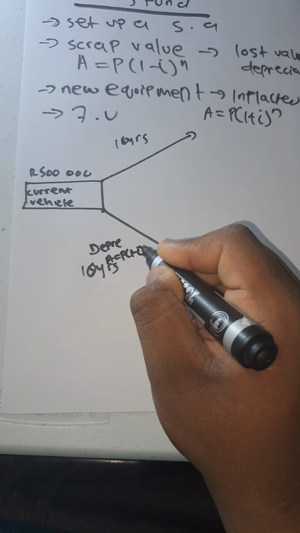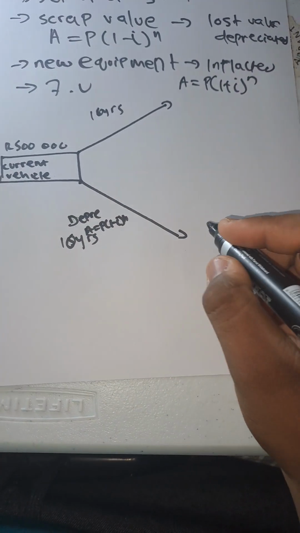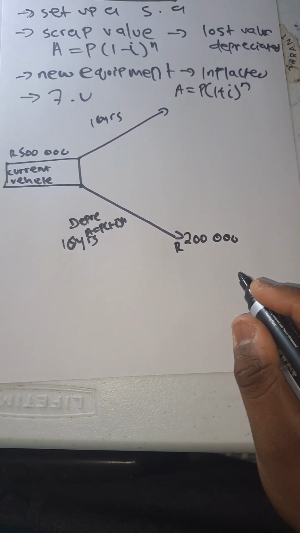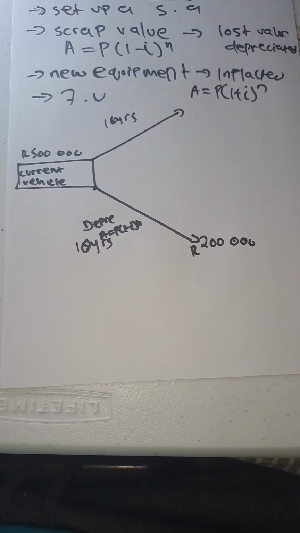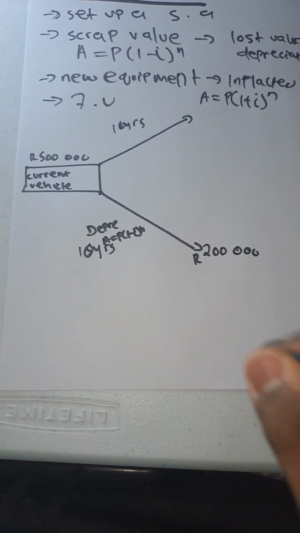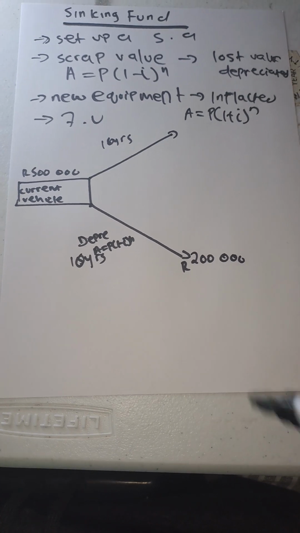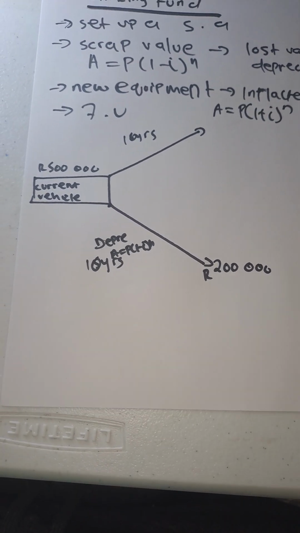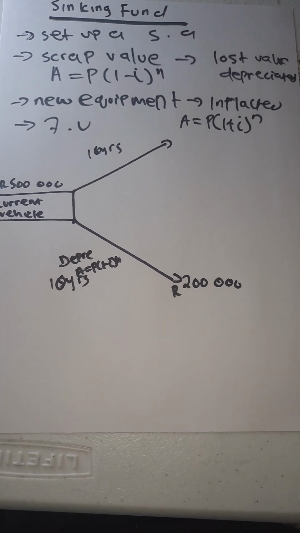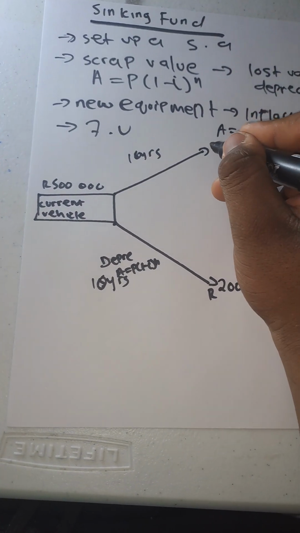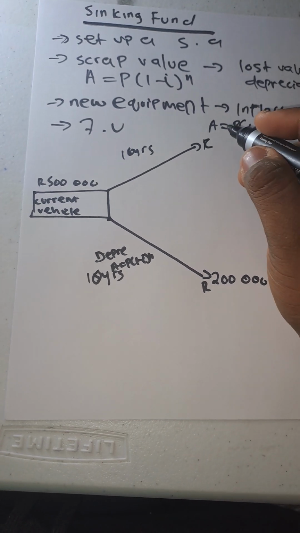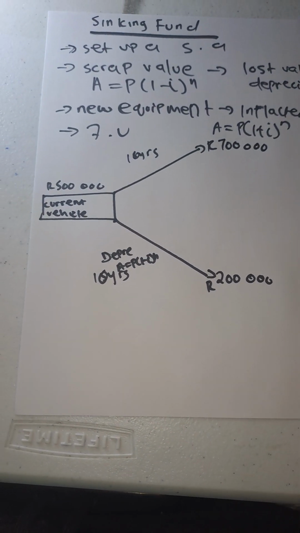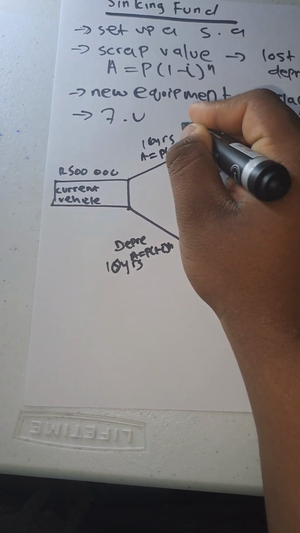Because of this formula, A equals P times 1 minus i to the power of n. And then, let's say for example, after 10 years, the Quantum will now cost 200,000 rands. You understand? It has lost its value. So after 10 years, the Quantum is at its scrap value, and it will cost 200,000. Now, I know that after 10 years, I will sell this Quantum for 200,000. And then let me check how much a brand new Quantum from the shop will cost. Let's just say, for example, it will cost 700,000. You see, after 10 years, due to inflation, this one will be 1 plus i to the power of n.